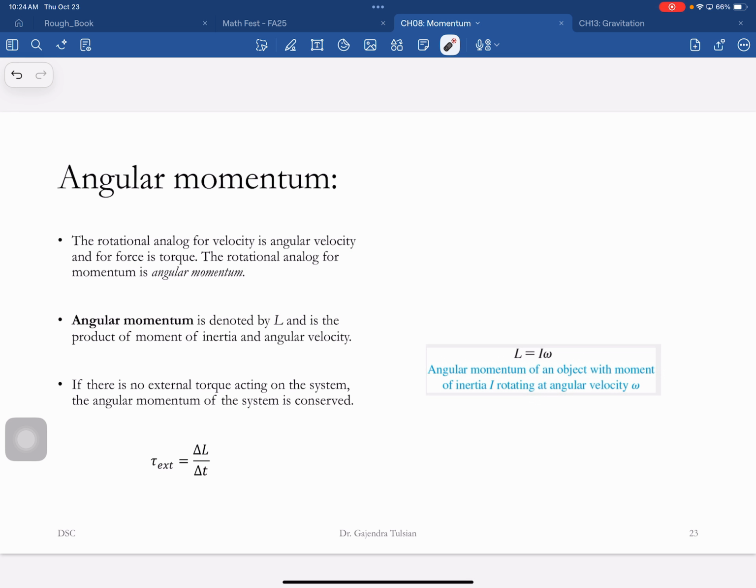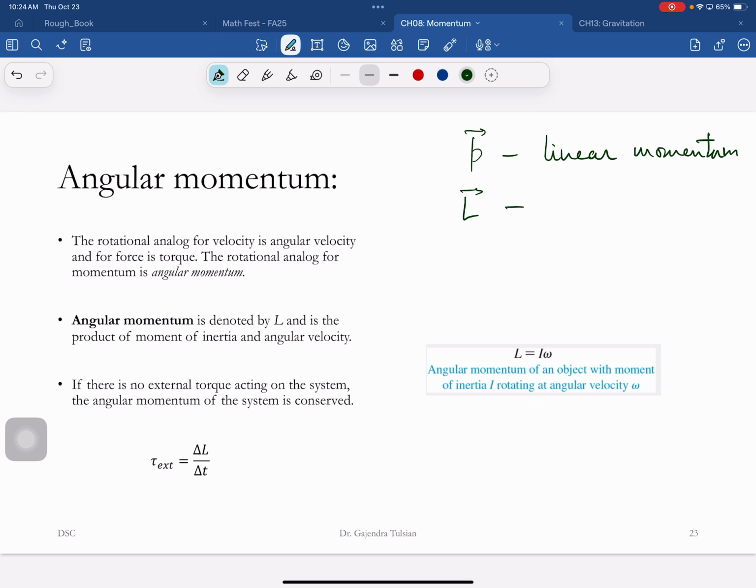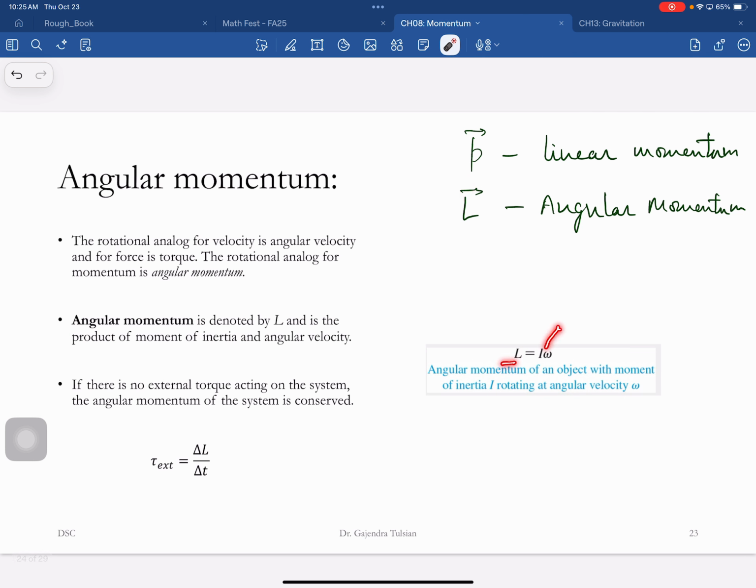Now we'll talk about angular momentum. Just like P is linear momentum, which is when you're traveling in straight lines, angular momentum is when you're spinning. Angular momentum is a vector as well. Angular momentum is the moment of inertia times the angular velocity. So when you're spinning, this is conserved as well.